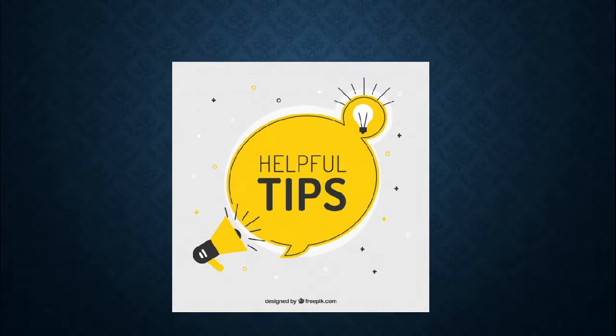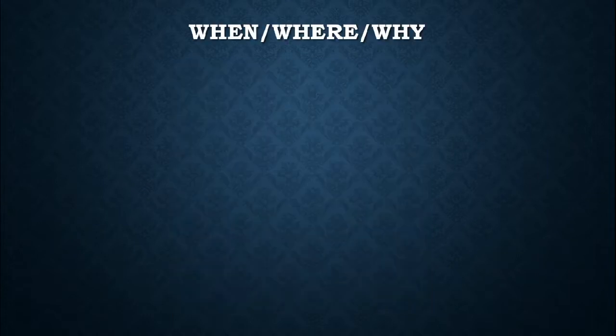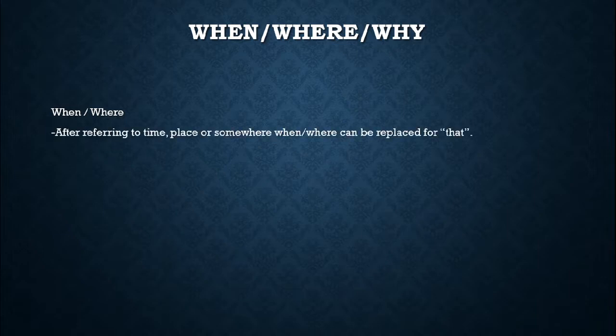As a tip, non-defining relative clauses use commas in written language and pauses in spoken language. Now it's time to talk about when, where, and why. Normally, these three are question words that can be used as relative pronouns, with nouns which refer to time, and after place or somewhere, we can use that instead of when or where. For example, I bought my backpack in the city where or that I live.